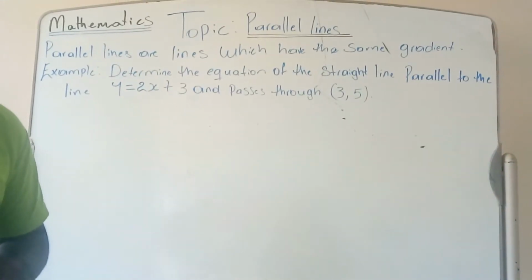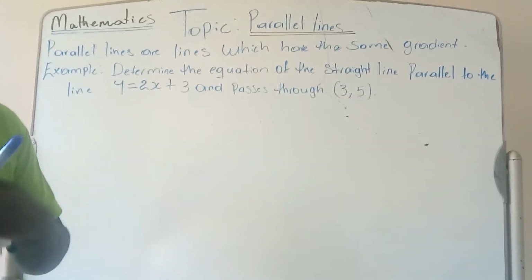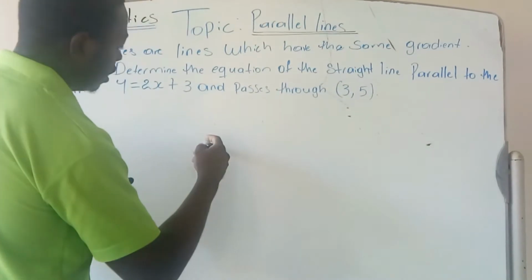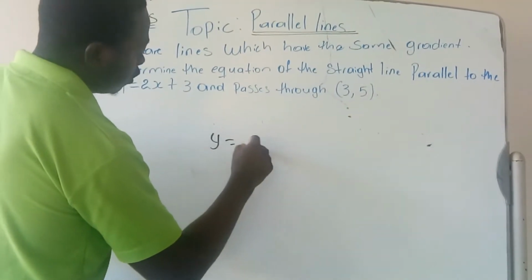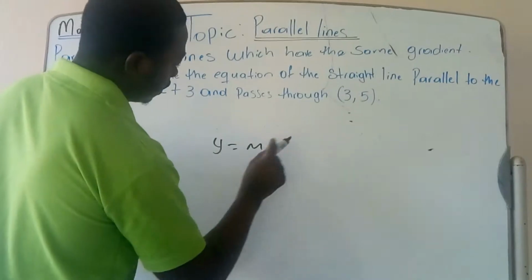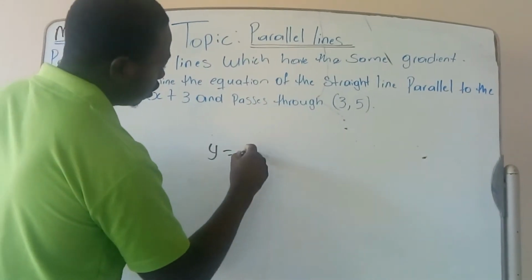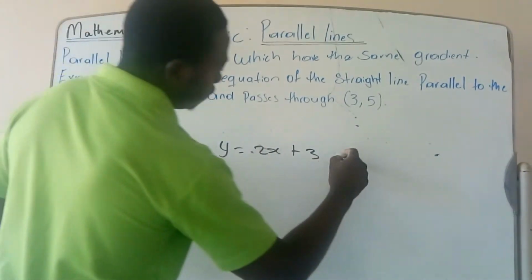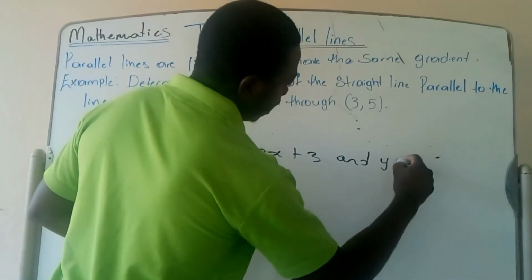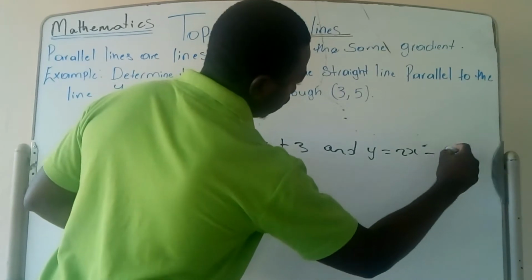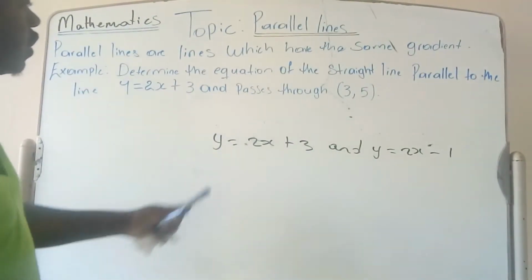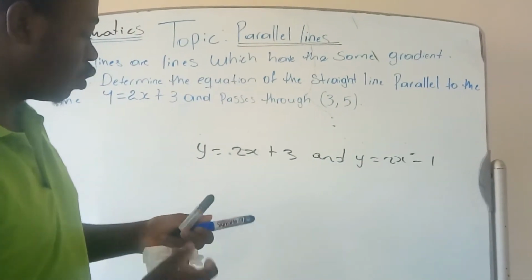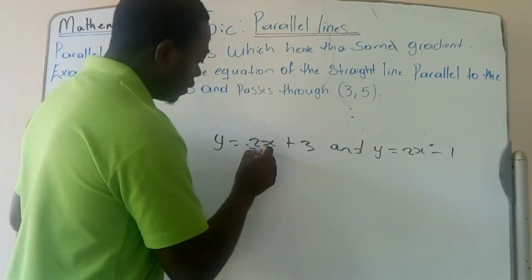Parallel lines are lines that have the same gradient or the same slope. For example, we have the line y equal 2x plus 3 and y equal 2x minus 1. Now, these two lines are parallel. Why? They have the same slope, or what we call the same gradient.